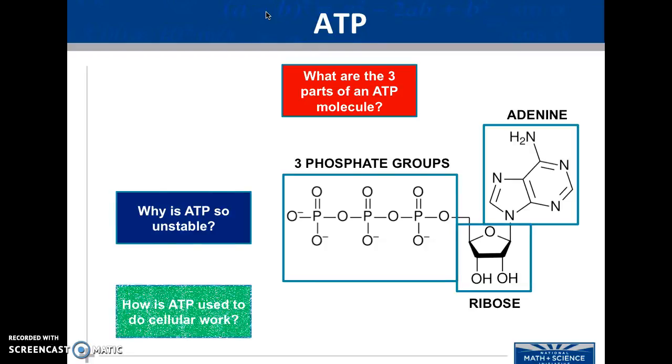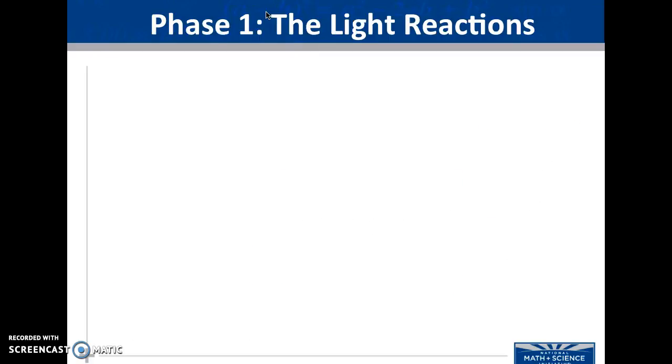Why is ATP so unstable? How is ATP used in cellular work? So the things we need to remember is that those phosphate groups can readily be removed, making it an unstable molecule. Also, because it is charged, those phosphate groups have a negative charge. ATP is used to do cellular work because when we break those bonds, we release a large amount of energy.